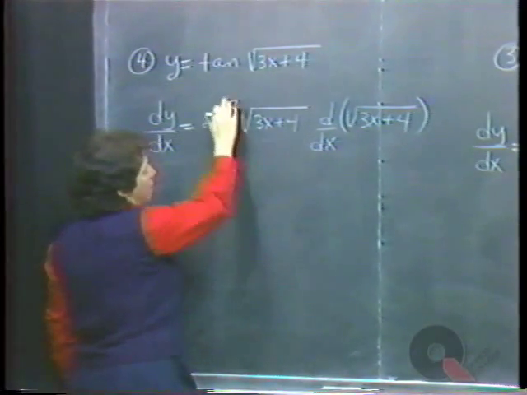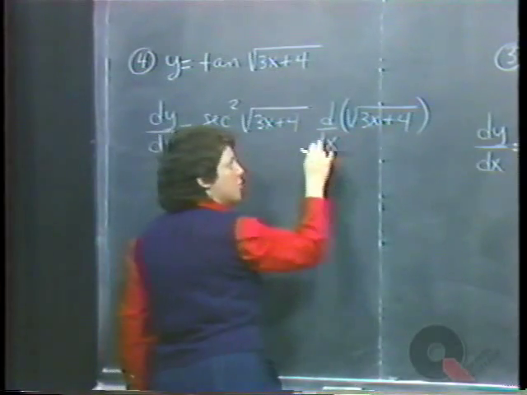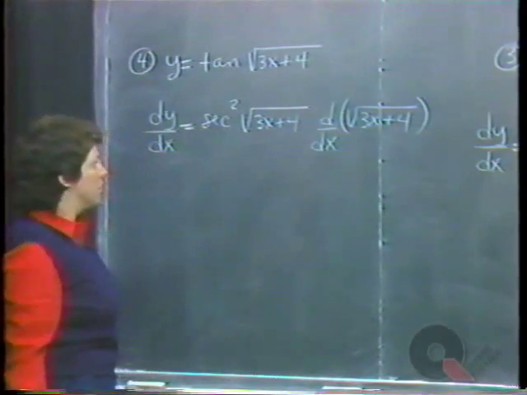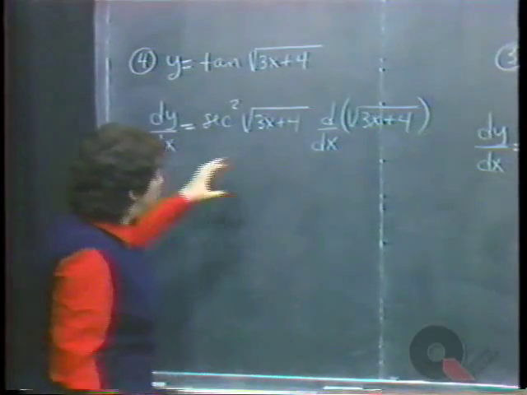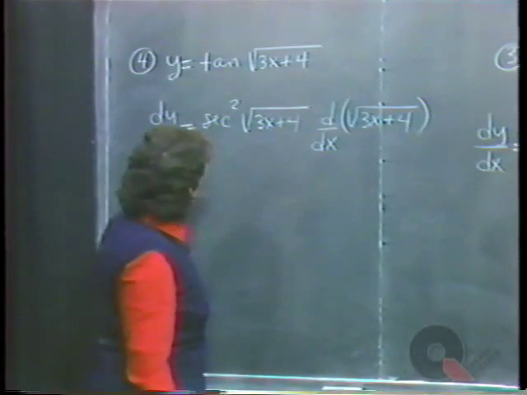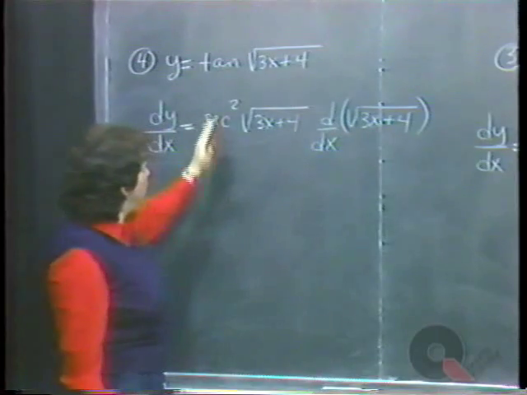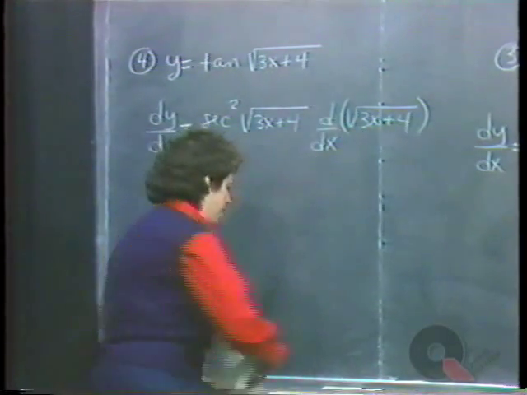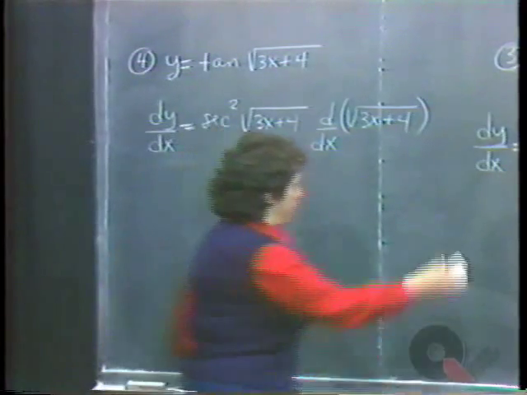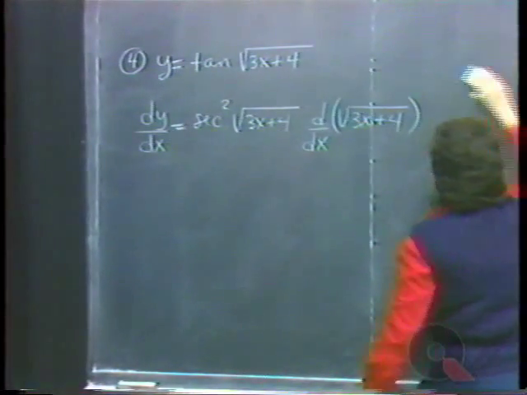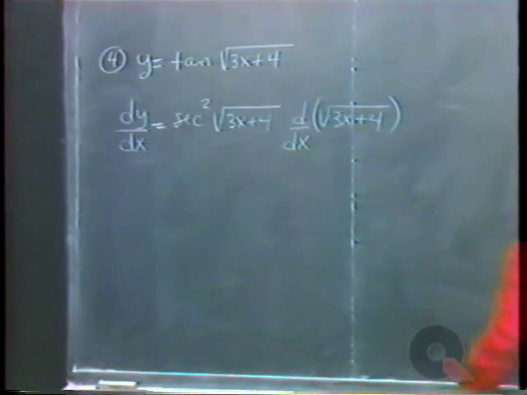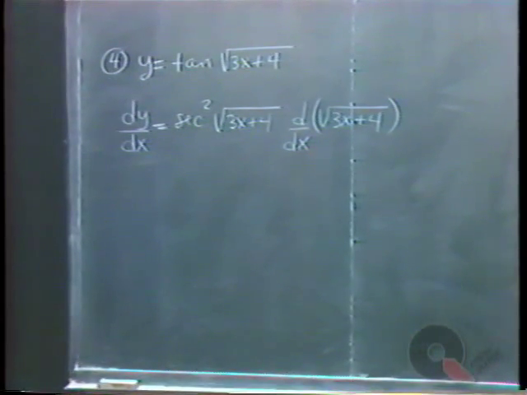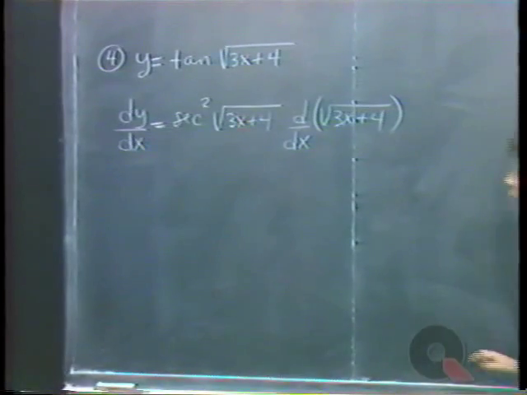It's going to be secant squared of the function times the derivative of the function. And on the next line, we'll fill in the derivative of that function. Okay? It's a good idea to do this so that you don't lose the train of thought. Secant squared of the same function times the derivative of the function, and then we'll fill that in later. Okay? Now, think about that function that we have to differentiate, the square root of 3x plus 4. Try to figure out which formula that's going to come under.